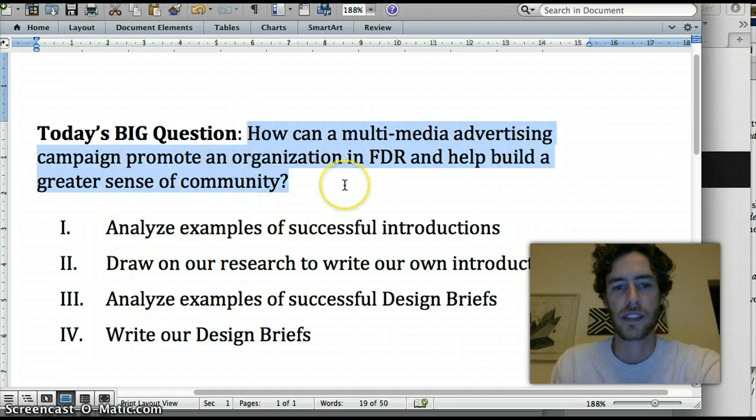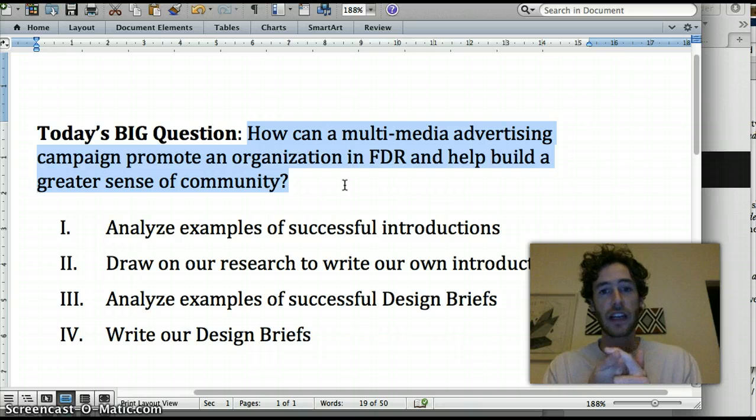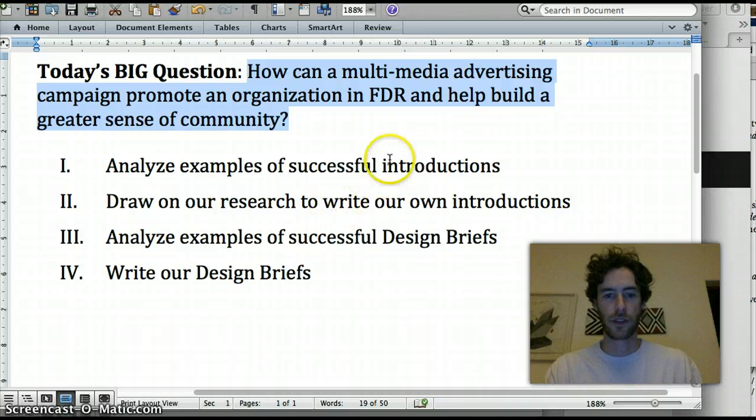I want you to consider this question. How can a multimedia advertising campaign promote an organization in FDR and help to build a greater sense of community at the same time? Now, if that sounds like a guiding question, it really is. It is the big idea that I think we need to focus on when we write our introductions, because that's going to allow you to demonstrate an understanding of our significant concept and unit question, but also bring in some of the things that you've learned from your research to detail how to conduct a successful multimedia campaign. Okay, so let's keep our focus on this question as we work through tomorrow's class.